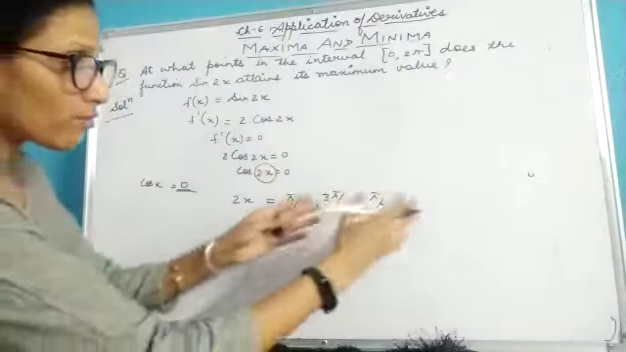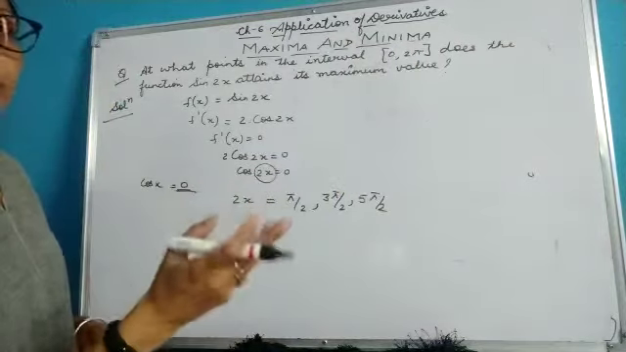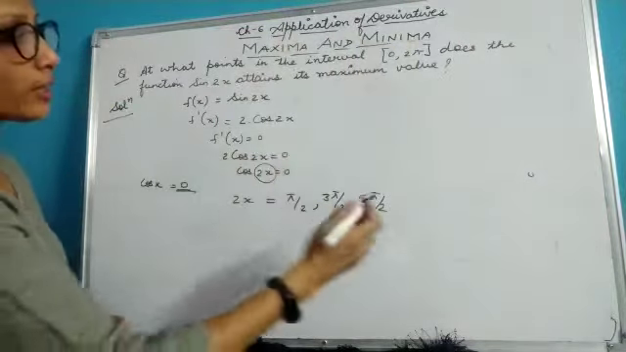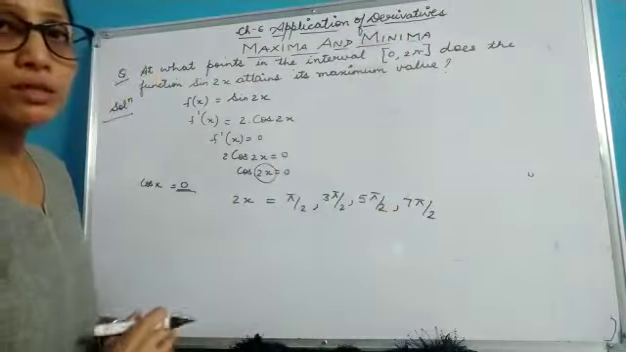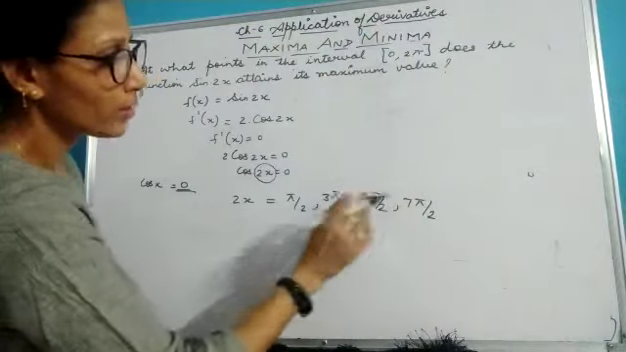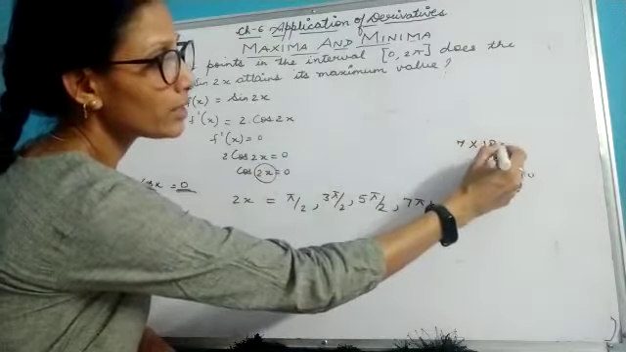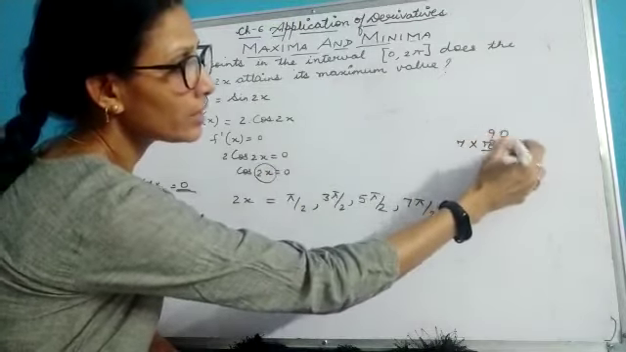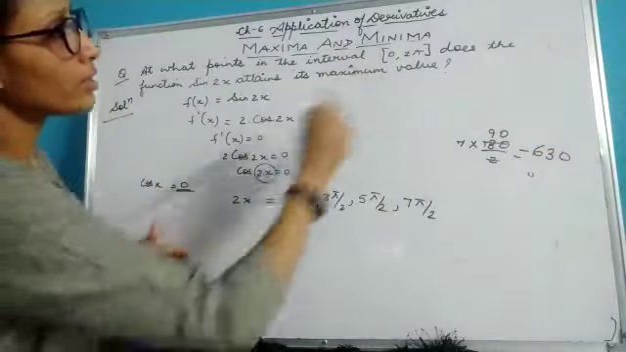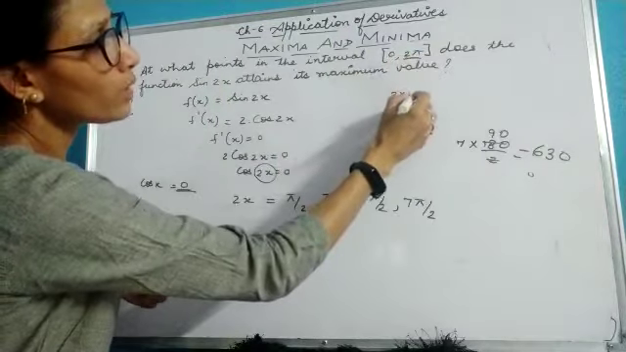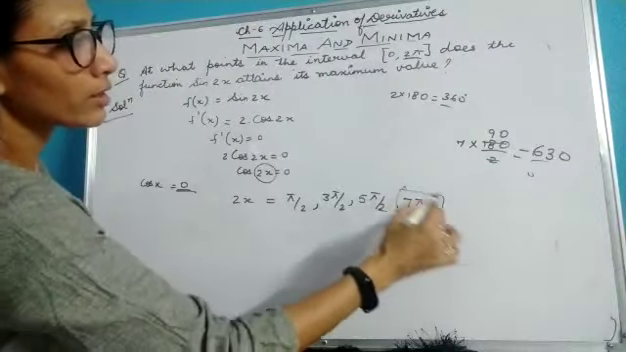Now up till where do I need to take? Here it is given from 0 to 2 pi. So I will be taking till 2 pi. Again I can say 7 pi by 2. Is this coming in the interval 2 pi or not? You just check whether we have to stop here. This is 7 into 180 by 2, which is 630. 2 pi means 2 into 180, which is 360. But it is going out of the limit, so I will not be taking this value.